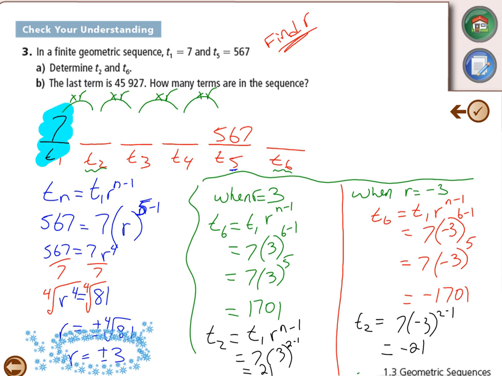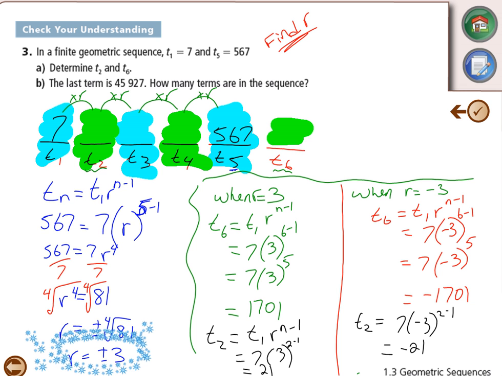The first term started positive. The second term, I don't know if it's going to be positive or negative. But the third term is going to be positive again, because either it goes positive, positive, positive, or positive, negative, positive. The fifth term is also going to be positive. We don't know about the second term, the fourth term, and the sixth term. Are they going to be positive or negative?